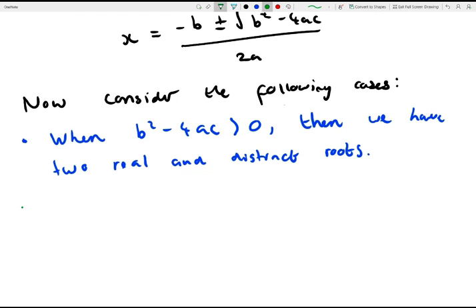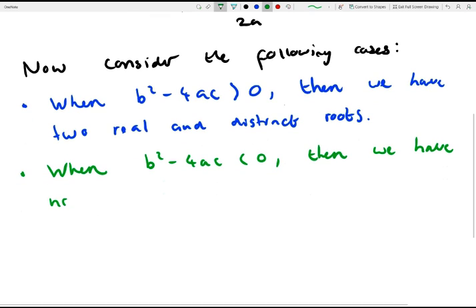Okay, and the second case is when b squared minus 4ac is less than 0, and then we have no real solutions, because we're trying to calculate the root of a negative number, so that this can't be real.